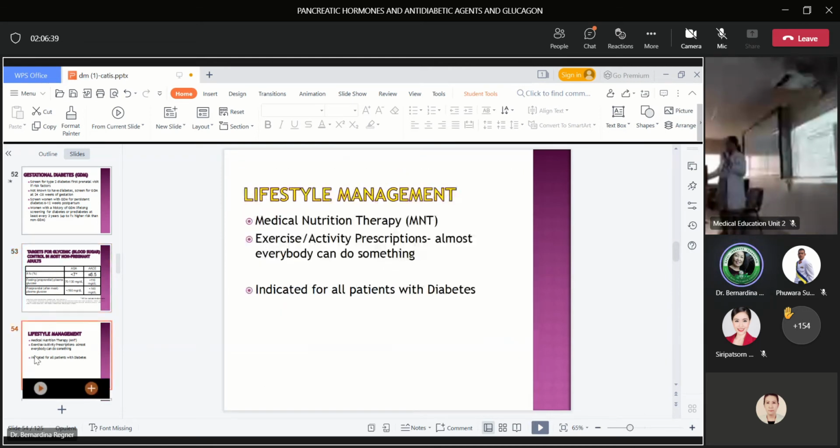Lifestyle management: you should have medical nutrition therapy or MNT. Exercise activity prescriptions, almost everybody can do something. So lifestyle modification is indicated in all patients with diabetes.